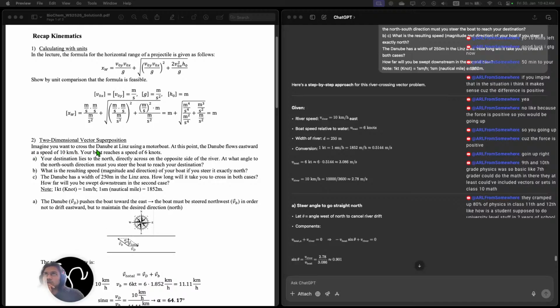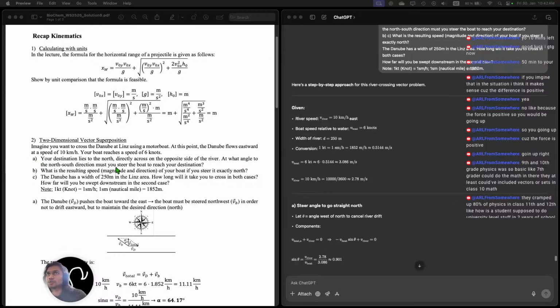Imagine you want to cross the Danube at Linz using a motorboat. At this point, the Danube flows west to east. West east, right? West east. Okay, okay. It flows like this. Oh, flows like this. Okay, stop.